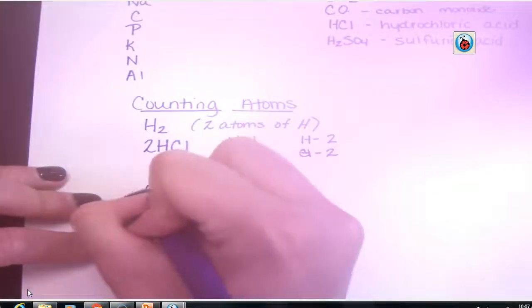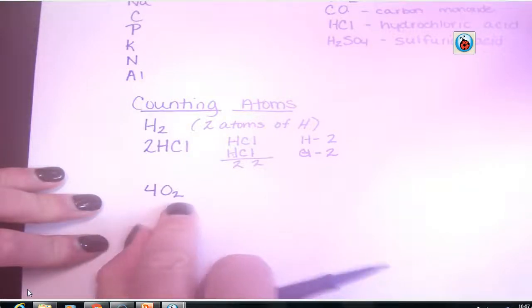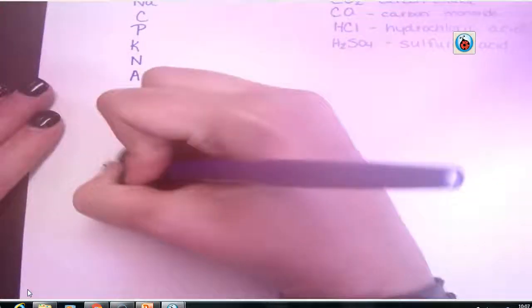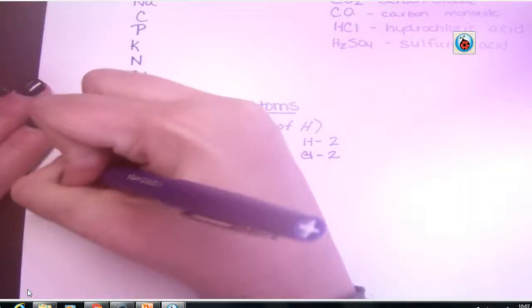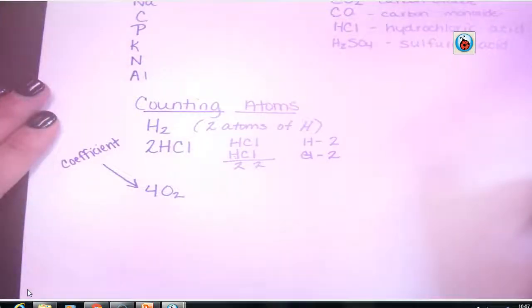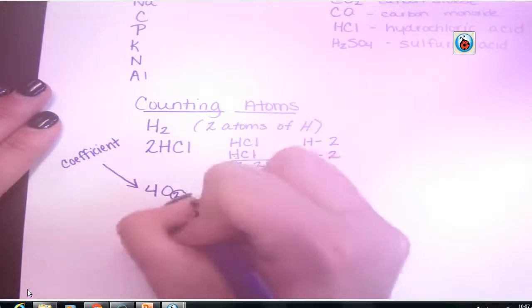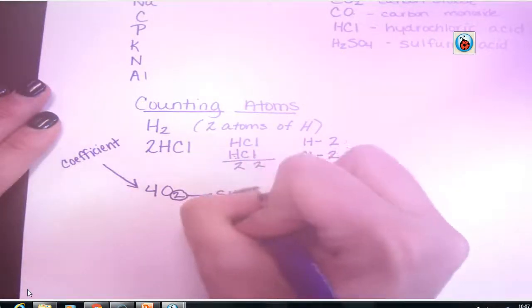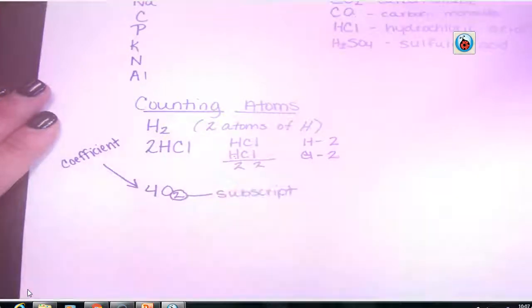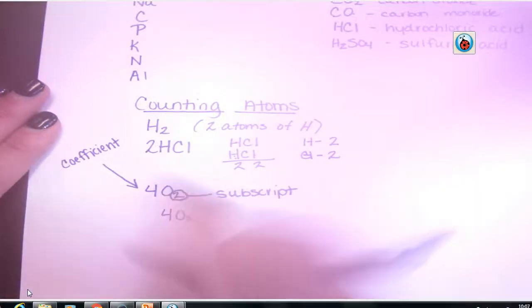Okay, if it's written like this, 4O2, you have a big 4 and you have a little 2. This is your coefficient, so let's write that word down. Coefficient. And this is a subscript. Remember that sub always means below or smaller than. So let me rewrite that for you. If you have 4O2, this is your coefficient and this is your subscript.